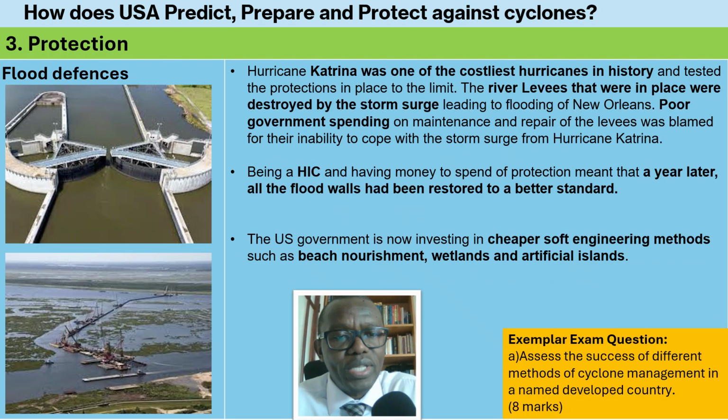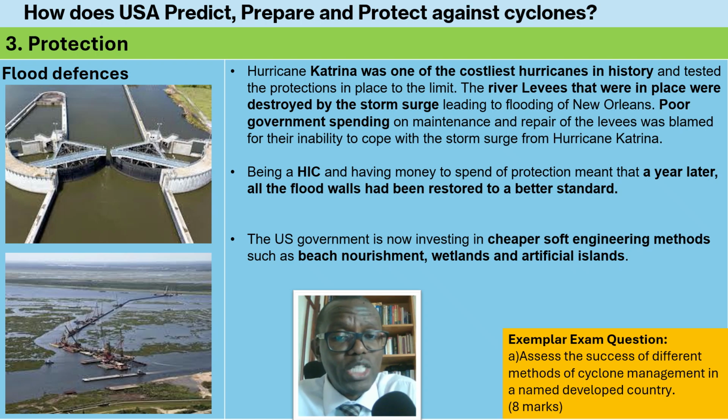So how does the USA protect against hurricanes? Now, we've talked about prediction, preparation, and now protection. And they protect vulnerable areas using flood defenses. Now, Hurricane Katrina was one of the costliest hurricanes in history, and it tested the protections in place to the limit. The river levees, so embankments or walls that were in place, were destroyed by the storm surge, leading to flooding of New Orleans.